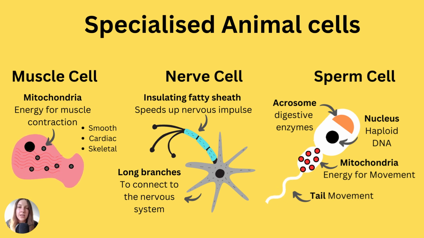Mitochondria are also found in a plentiful supply in the sperm cell, and that's because of the energy that's needed for that sperm cell to swim towards the egg and fertilize it. And again, to help with that process, a tail is found for movement.